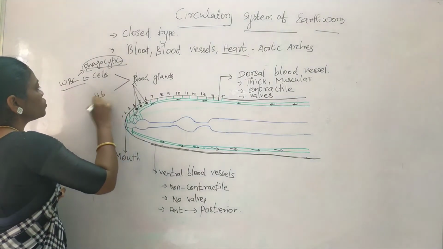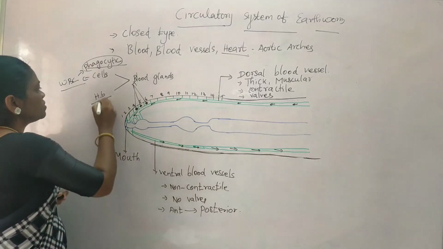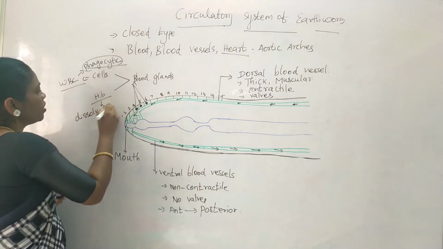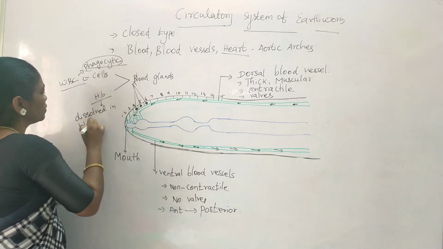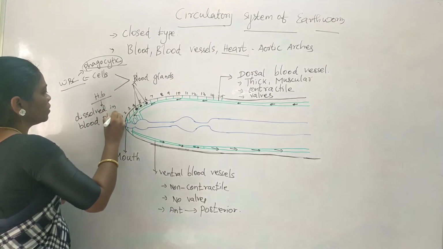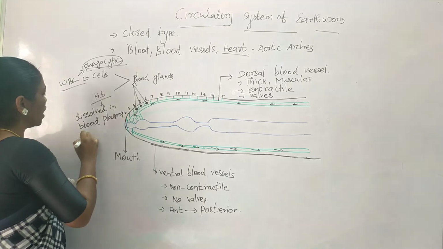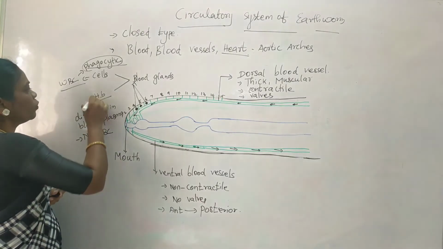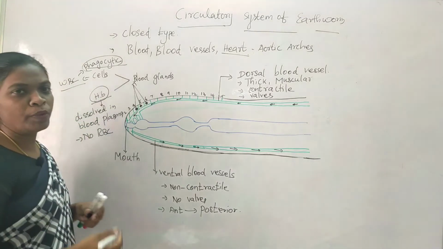They have one more structure known as hemoglobin. This hemoglobin is dissolved in blood plasma, and there is no RBC. But the blood is red in color due to the presence of the hemoglobin pigment.